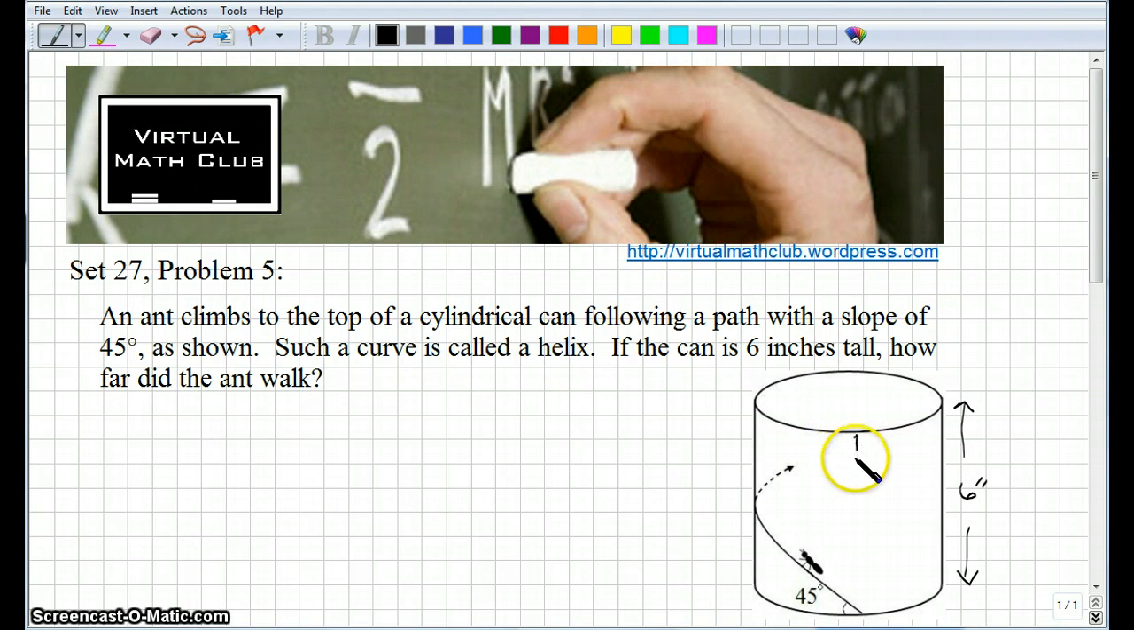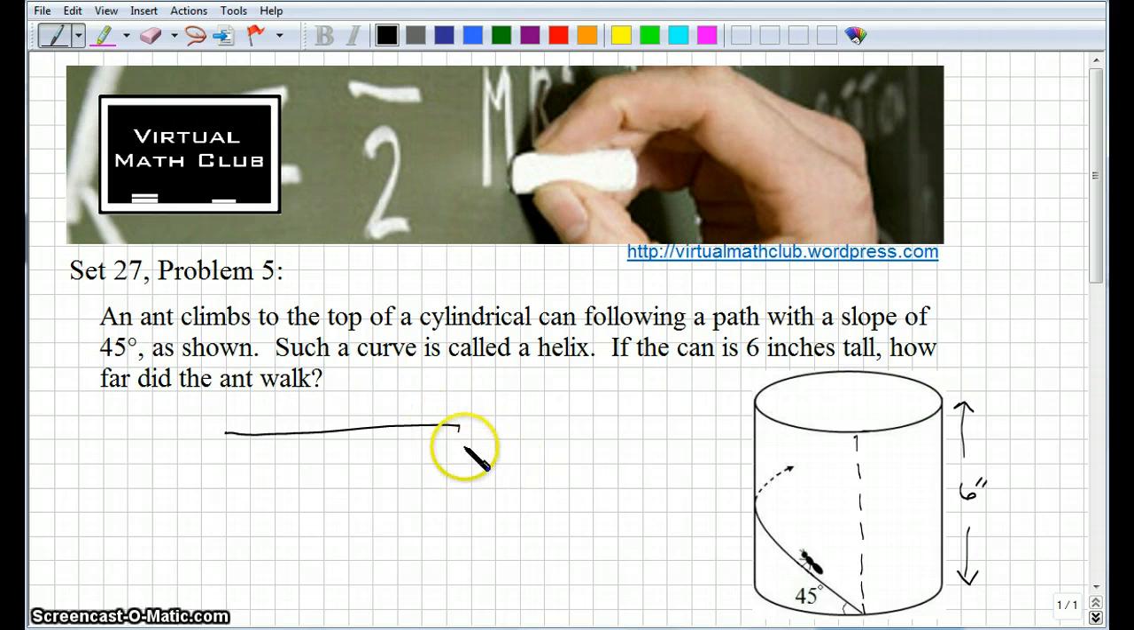I want to slice this can open, and I'm going to slice it right at the point where the ant starts to walk up the can. So let's slice it and lay it out flat. When you take the cylinder and lay it out flat, what's it going to look like? It's going to look like a rectangle.